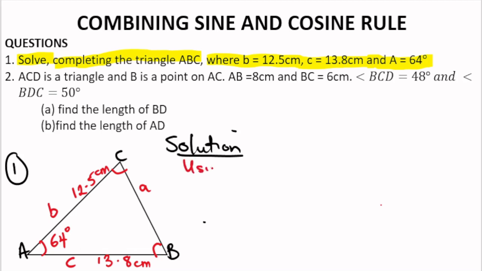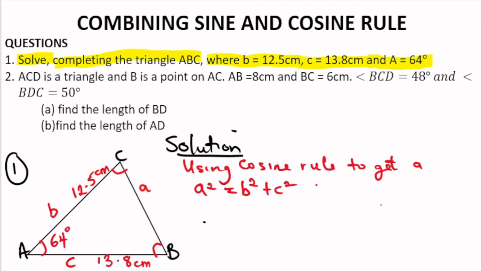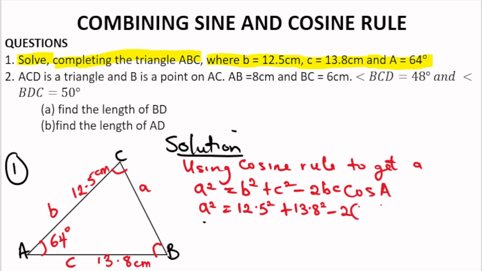It says using cosine rule to get a. So the formula will become a square is equal to b square plus c square minus 2bc cos A. Now a square is equal to, substituting the parameters given in the question, b is 12.5 square plus c is 13.8 square minus 2, b is 12.5, c is 13.8, then cos our A is 64 degrees.